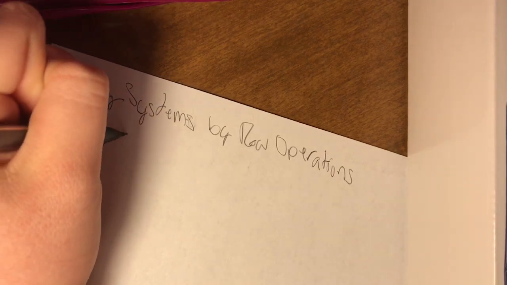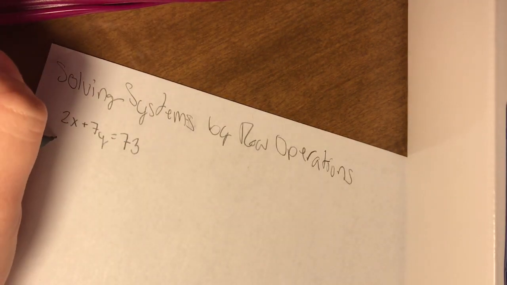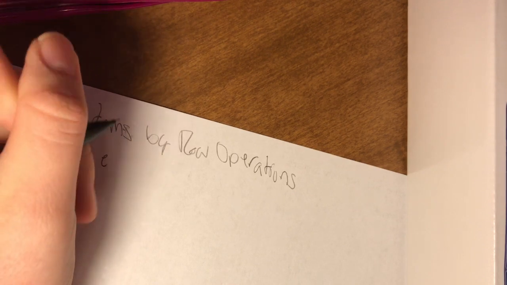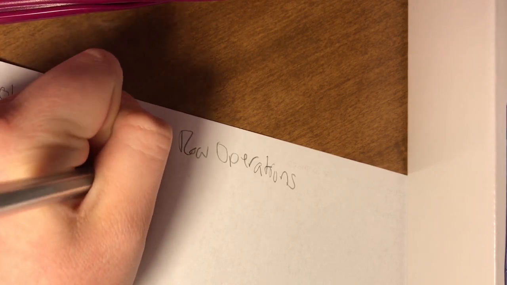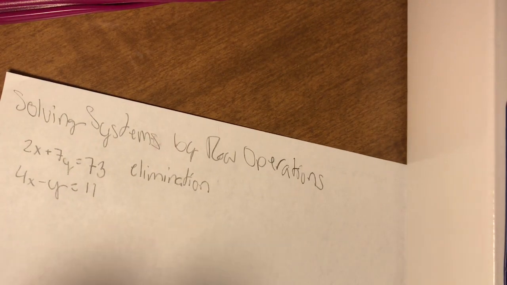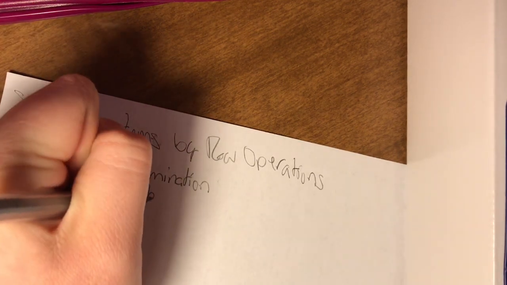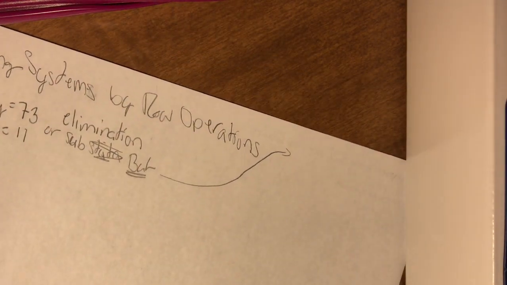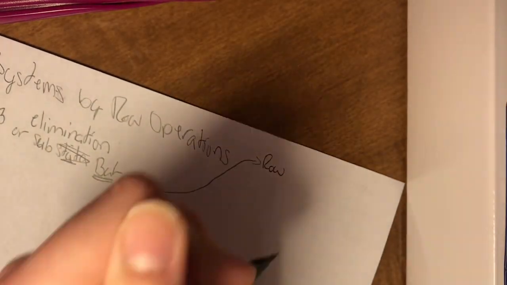y equals 73. 4x minus y equals 11. You could use elimination, or substitution, but we're using row operations.